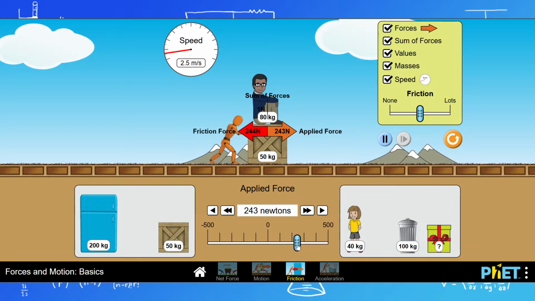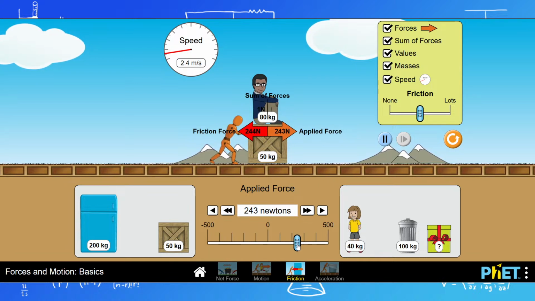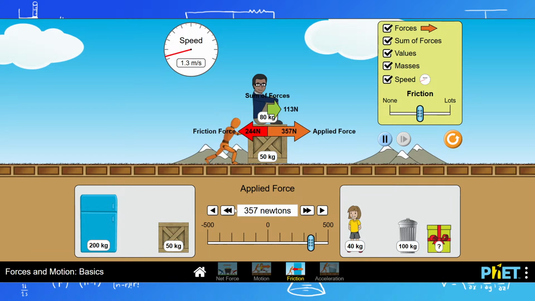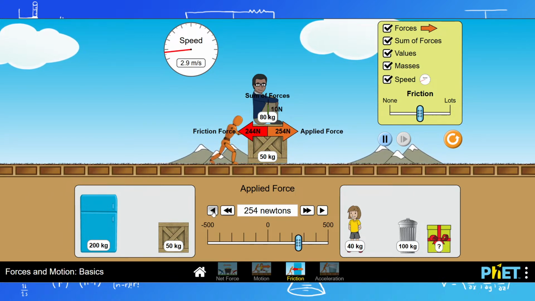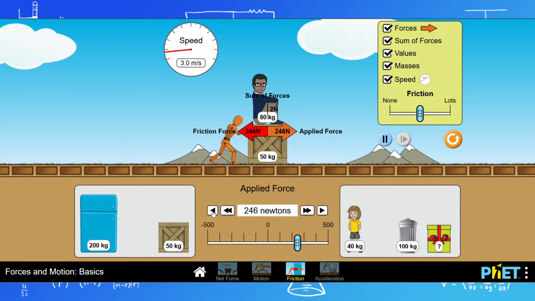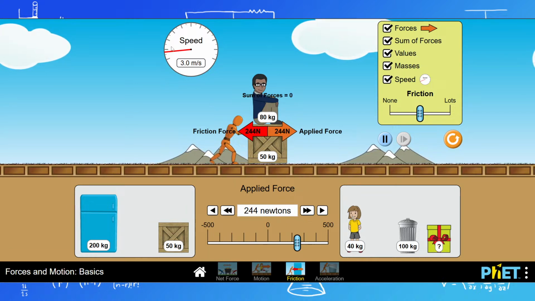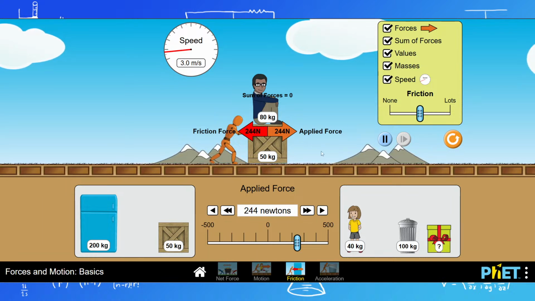Can I do this with more precision? Oh, very, very close, but not quite. Yeah, I can't. Can I? Oh, I can do this? Okay. Yeah, there we go. Now I can get it to be exactly 0. Okay, now the sum of the forces is 0, and now the speed will just be a constant 3 meters per second until I change something here.